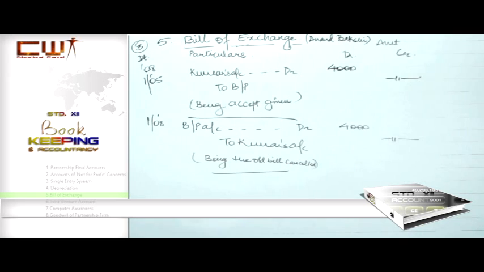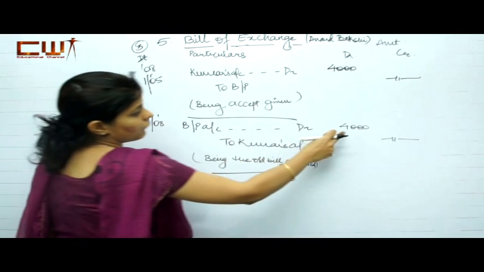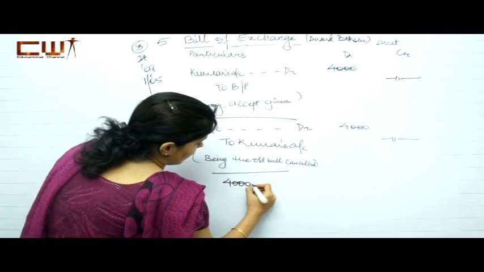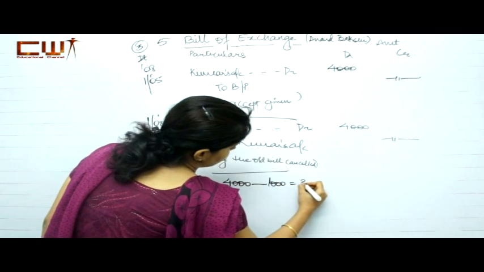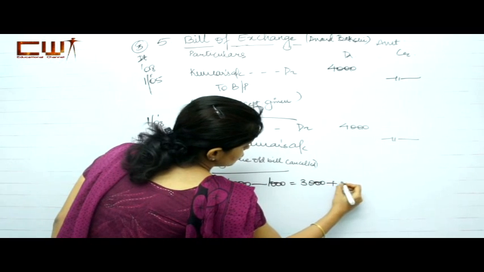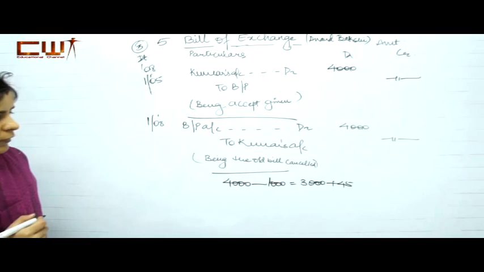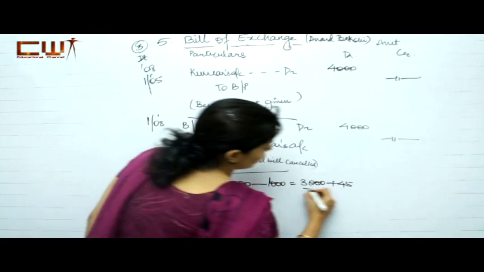That is, how much is the balance? How much is the total bill? 4000. He should pay immediately in cash how much? 1000. So what is the balance? 3000. Plus he should pay what? Interest of 45 rupees. So the total amount will be how much? 3045.